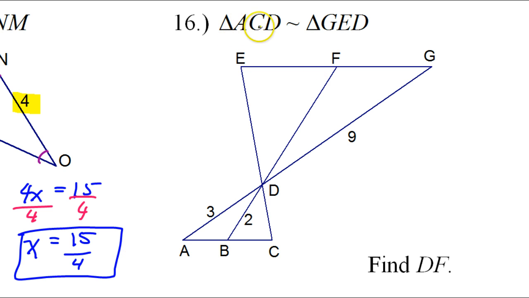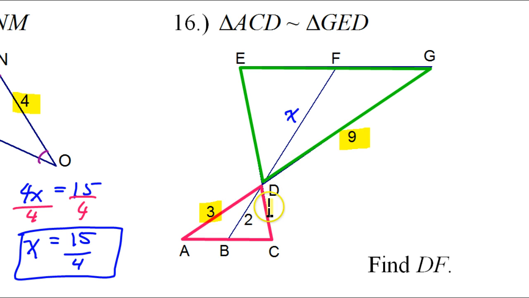So triangle ACD. Alright, let's find it. Well, there's triangle ACD, and that is supposed to be similar to triangle GED. So that's going to be this large triangle up here. Okay, and we're supposed to find DF, which is this right here. Again, let's set up a proportion. So let's start with using a pair of corresponding sides that we know both numbers for. So 3 and 9 are corresponding sides.